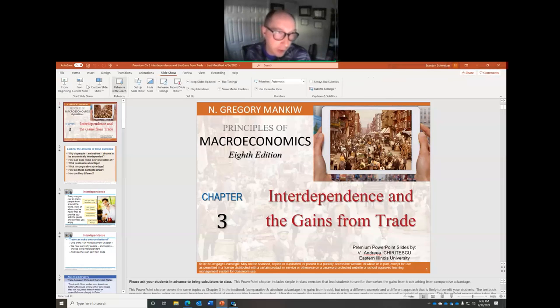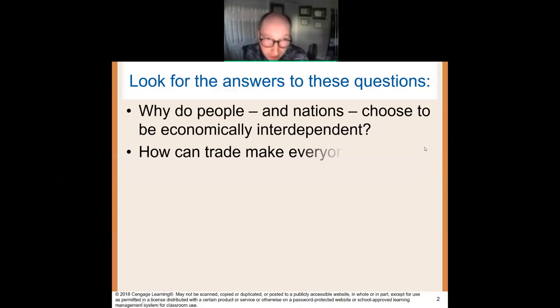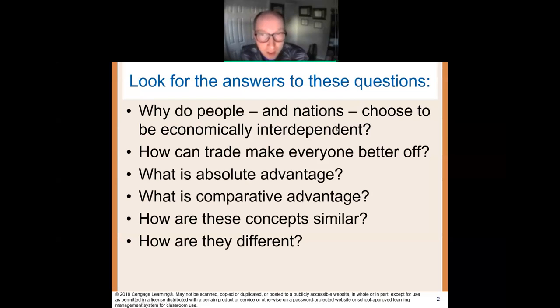The idea of trade is that two or more countries are engaging in the trading of goods and services between each other. That is what trade is. Nations choose to be economically interdependent. What does that mean? Interdependence means that we rely on a trading partner, another country, for various things.